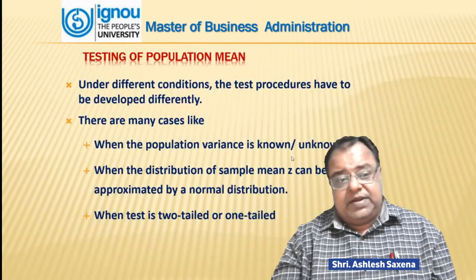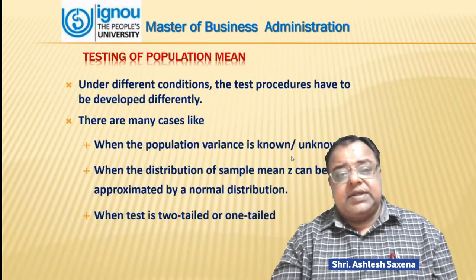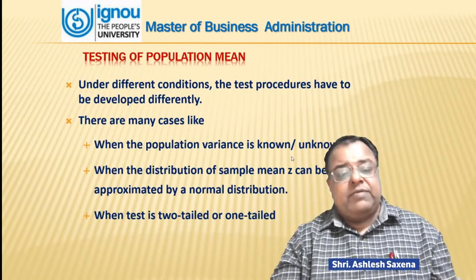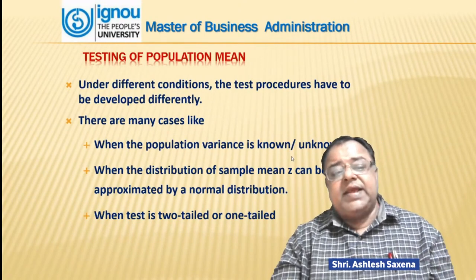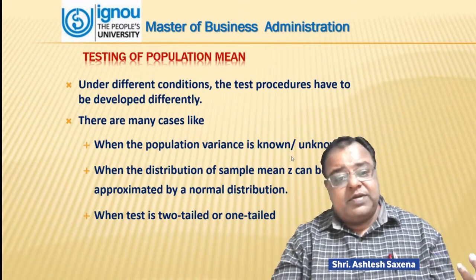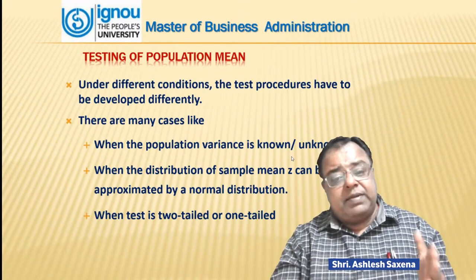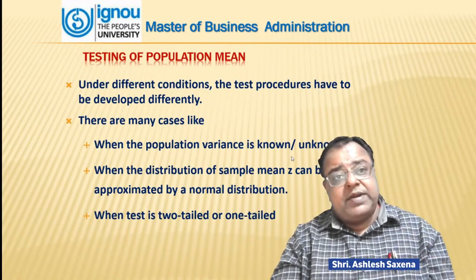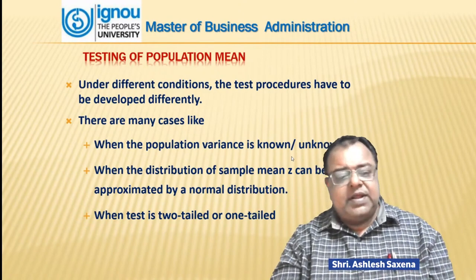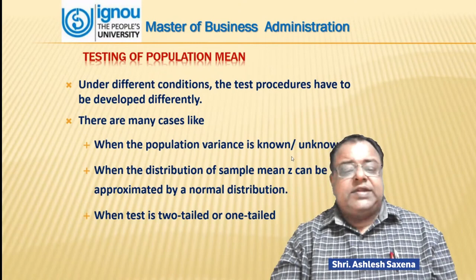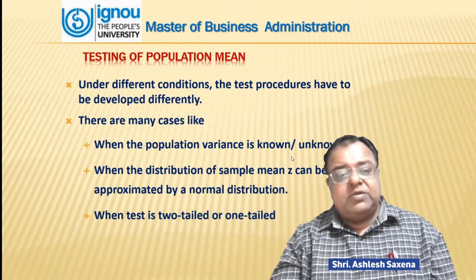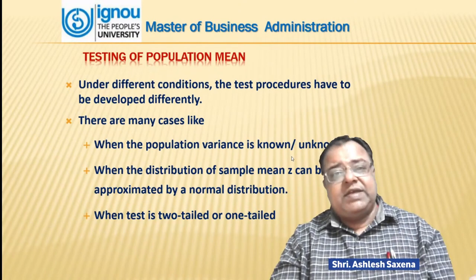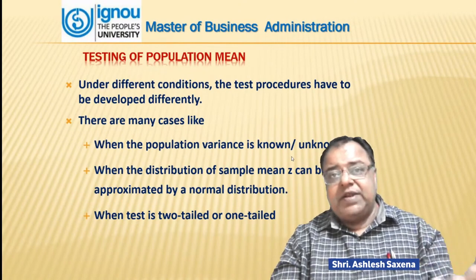Testing the population mean. Under different conditions, the test procedure has to be developed differently. There are many cases, like when the population variance is known or unknown, when the distribution of the sample mean can be approximated by a normal distribution, and when the test is a two-tailed test or a one-tailed test. So depending upon the conditions given in the problem, we have to change our assumptions.